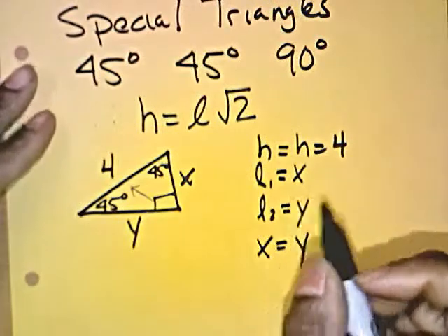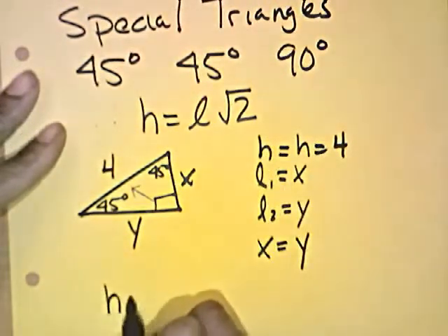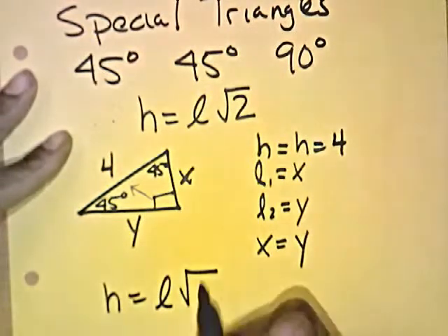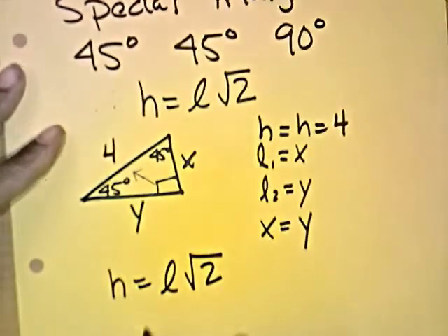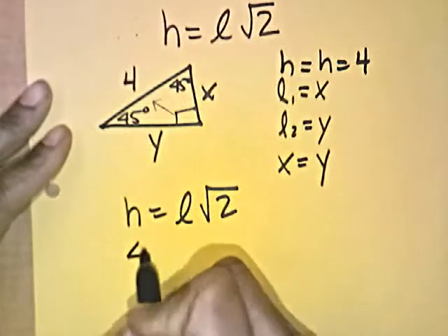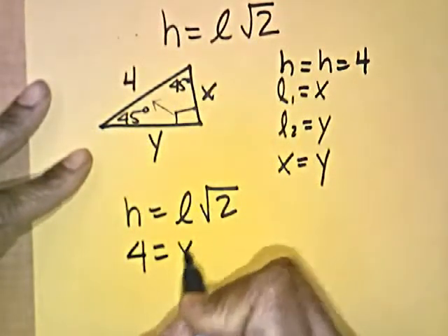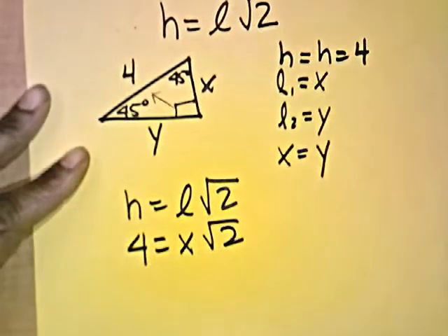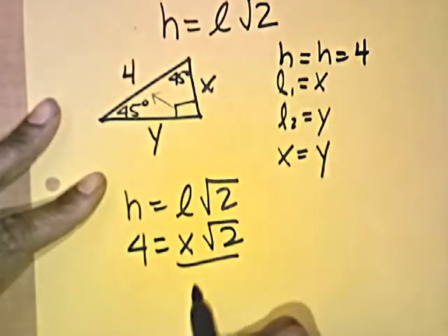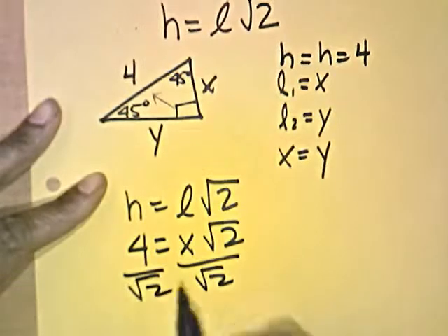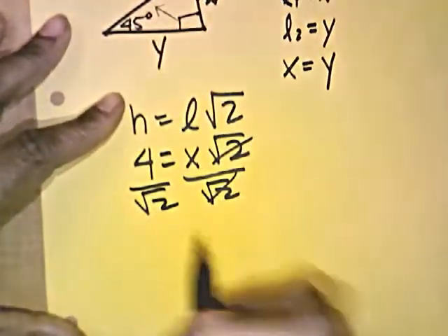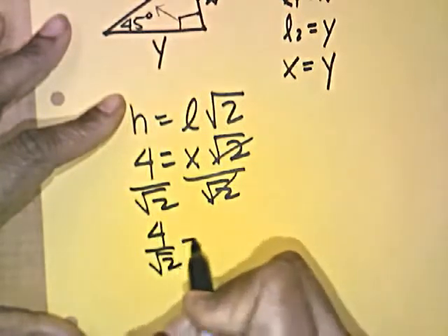So let's go. I have h is equal to a leg times the square root of 2. Do I know the hypotenuse? Yes, I do. It is 4. I'm going to just pick a leg, x. Okay? How am I going to get rid of that square root of 2? I'm going to divide both sides by the square root of 2. Once I do that, those cancel. That leaves me with 4 over the square root of 2 equals x.